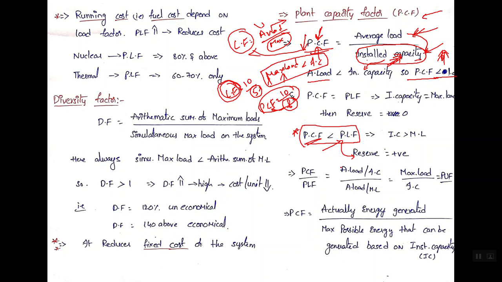And one more thing, friends, if you take this PCF by this PLF, we know that PCF is average load by installed capacity, PLF is average load by maximum load, then average load is cancelled, and we will get maximum load by installed capacity. This is nothing but plant utilization factor. So we have PCF by PLF is equal to PUF. This relation is very important, friends.